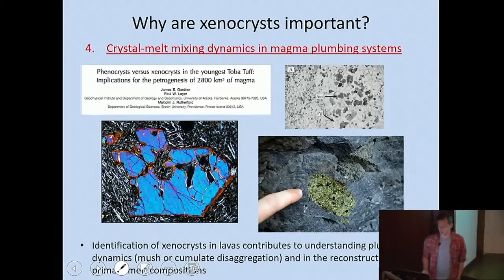And from this, we need to know what's a xenocryst and what's a phenocryst in the lava in order to backtrack and reconstruct what primary melt compositions are. These are all entrained cargo. They have different trace element signatures. They have different isotopic signatures hosted within here. So we need to remove these from the bulk rock compositions to be able to backtrack and work out what the primary magma composition is.